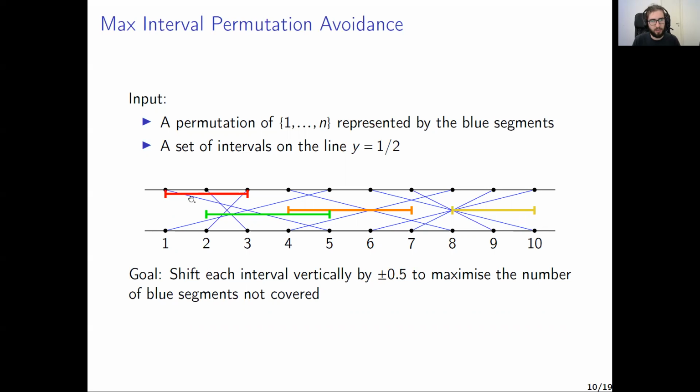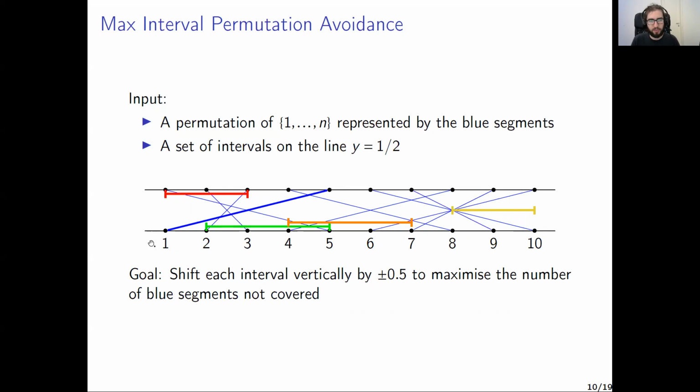And here you can see that it's covering this blue segment here, this blue segment, and this blue segment. Okay, why not? And then let's shift this green interval below. Okay. Now, for example, you can see that this blue segment between 1 and 5, if we shift the orange interval below, then it will be uncovered. And we want to maximize the number of uncovered blue segments. So let's say we do that.